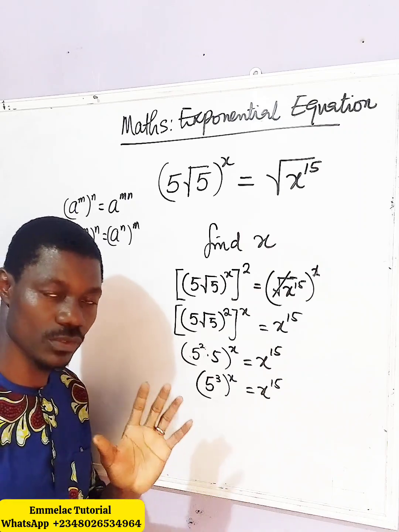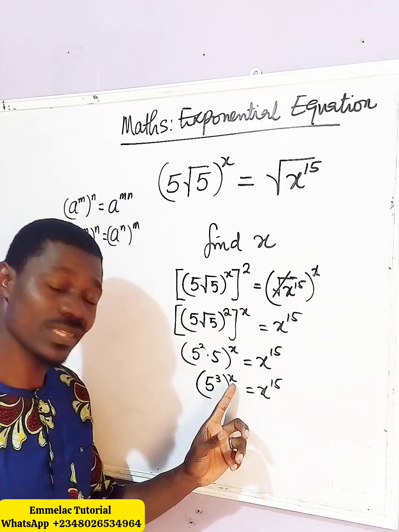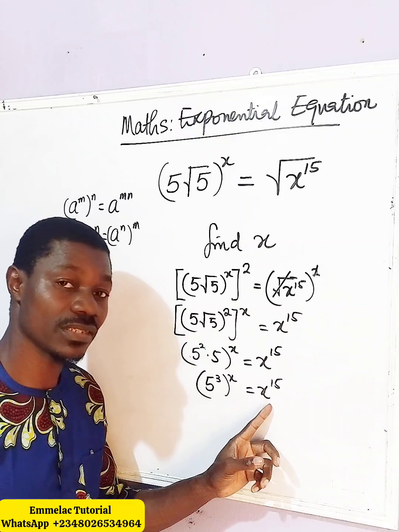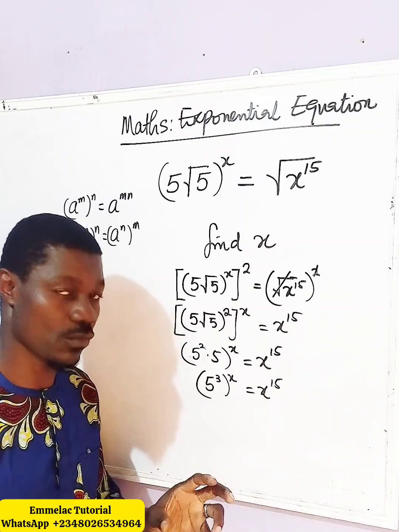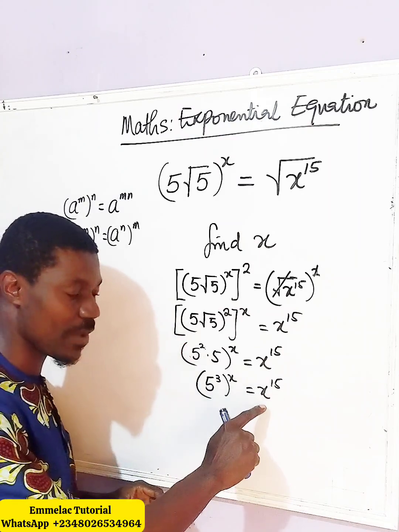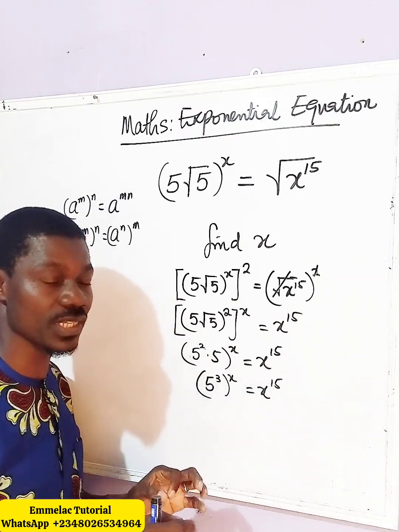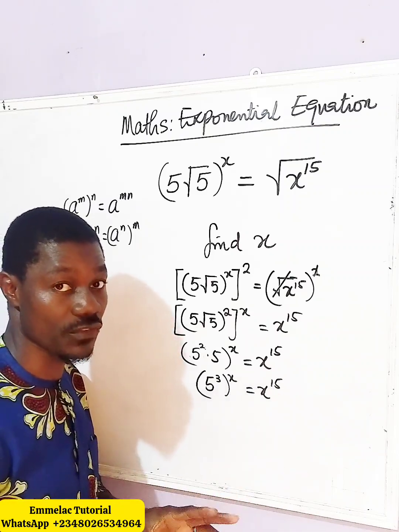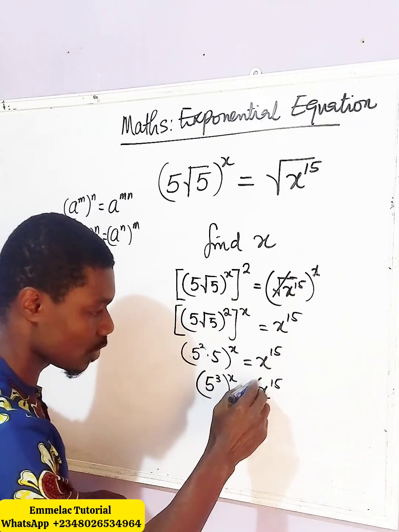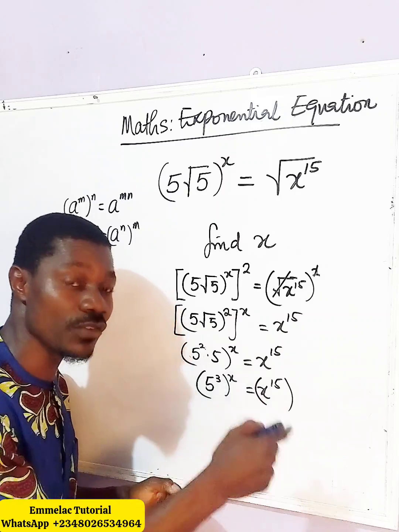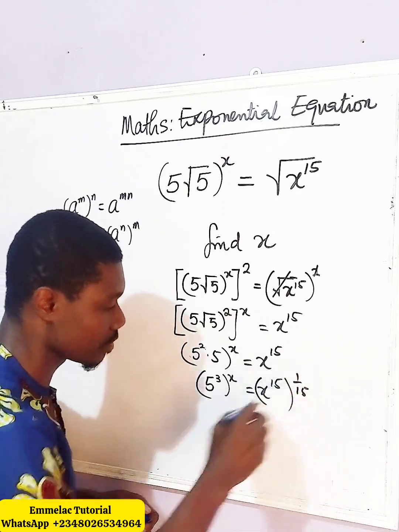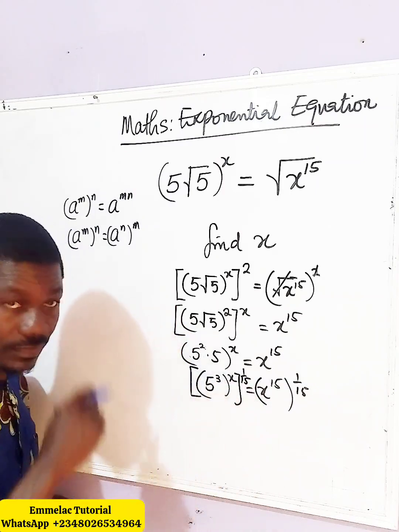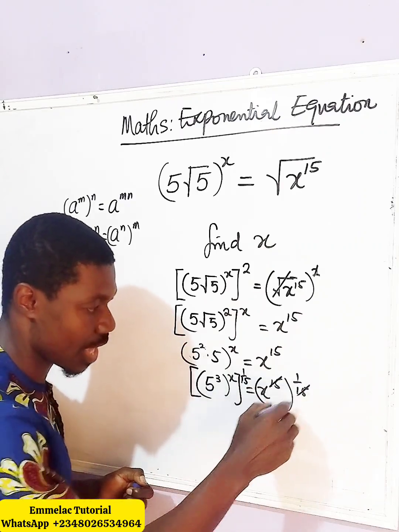At this point, I want to bring all the x's together. However, the x at the left hand side is an exponent, and the x at the right hand side is a base. First, since our x here is raised to the power of 15, I want to undo this. What we need to do is raise both sides to the reciprocal of the exponent, which means 1 over 15, and here also 1 over 15. By doing this I can undo the exponent.